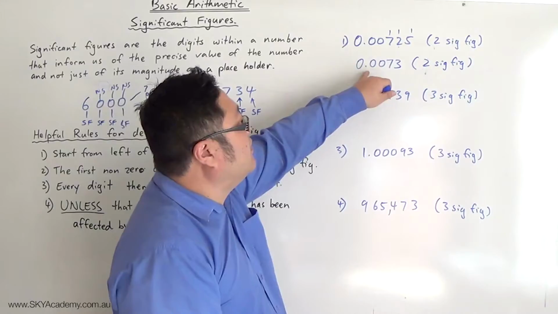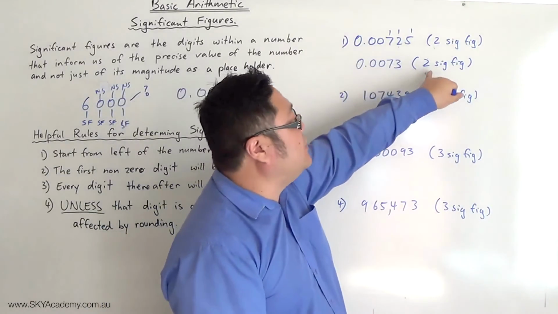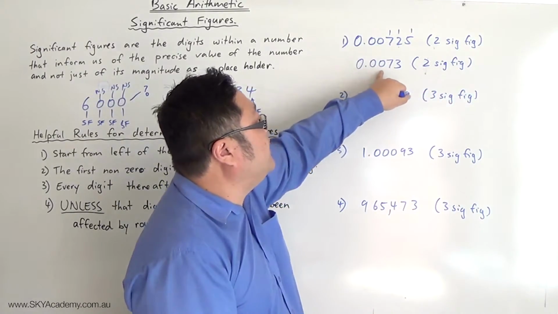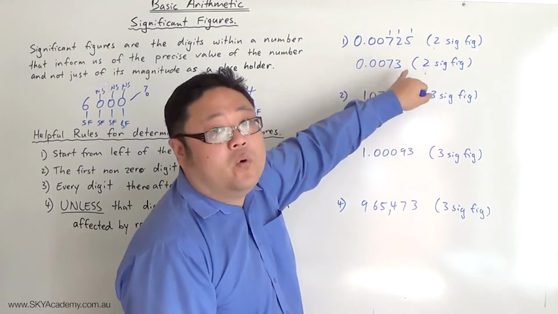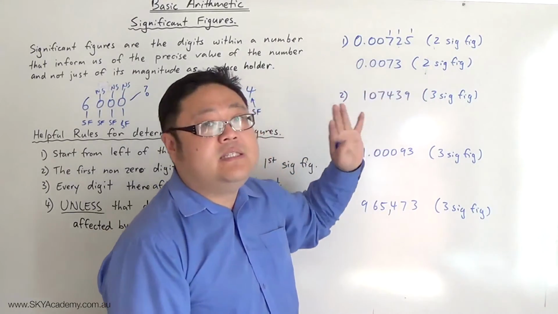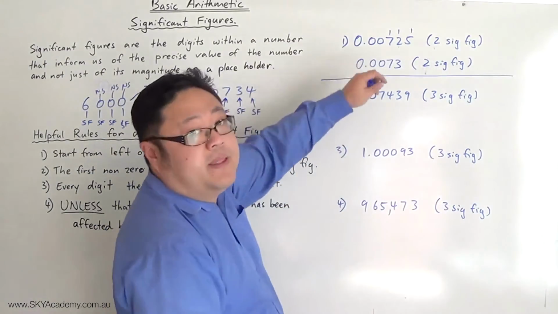Now, this answer here, while it might be to 2 significant figures, the answer here will be to 1, 2, 3, 4 decimal places. Yes? So 4 decimal places is different to 2 significant figures, right? But the answer will be the same.